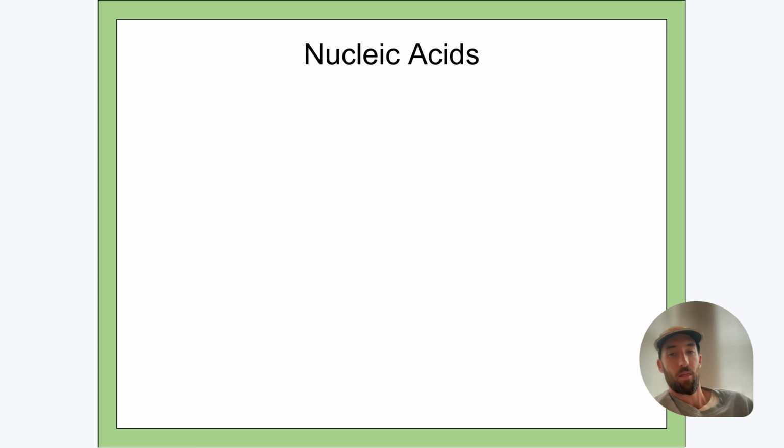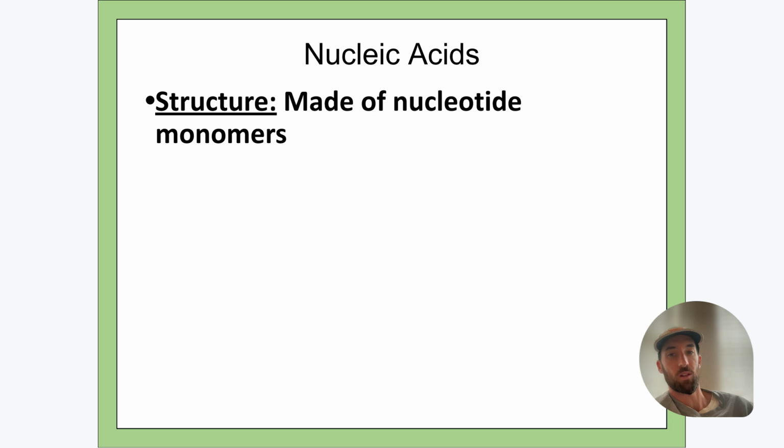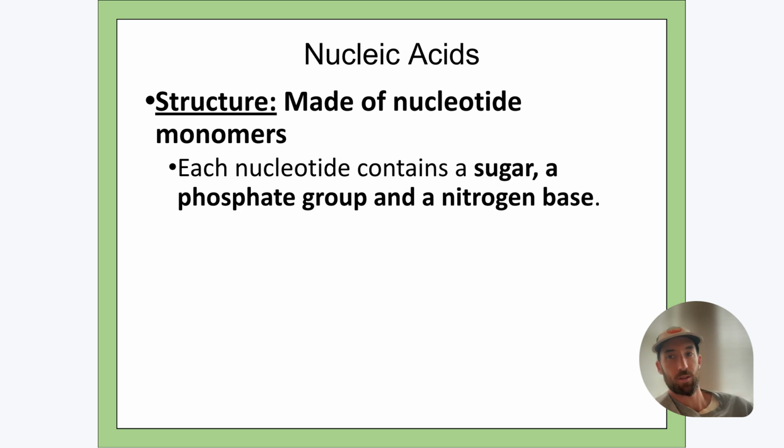Nucleic acids. The examples here are deoxyribonucleic acid and ribonucleic acid, DNA and RNA, which I'm sure you guys have heard about. So those are the macromolecules. Nucleic acids are made of nucleotide monomers. So a monomer for nucleic acids is a nucleotide.